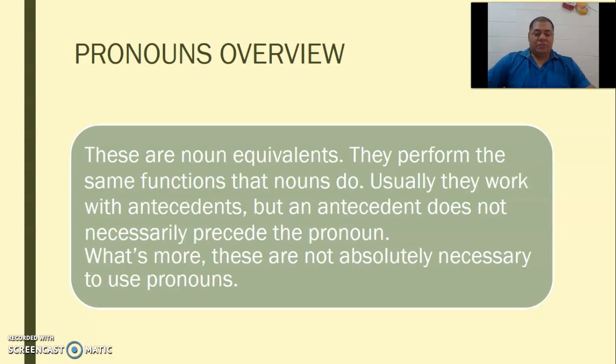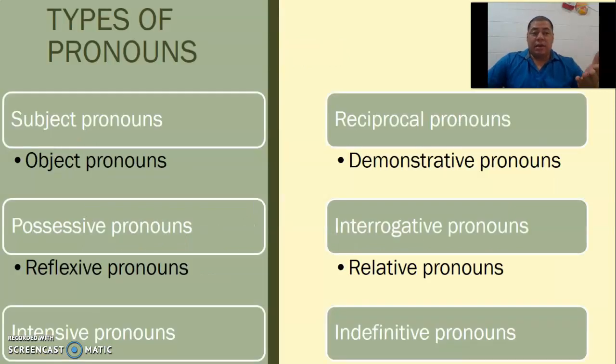Okay guys, in our previous video, we talked about pronouns. We know that pronouns are non-equivalents. They are going to take the place of nouns. We know that we have fewer pronouns than we have nouns. And we know that there are classes of pronouns. We have established that we have 10 different classes of pronouns. We know that the first 5 classes of pronouns are closely related to one another.